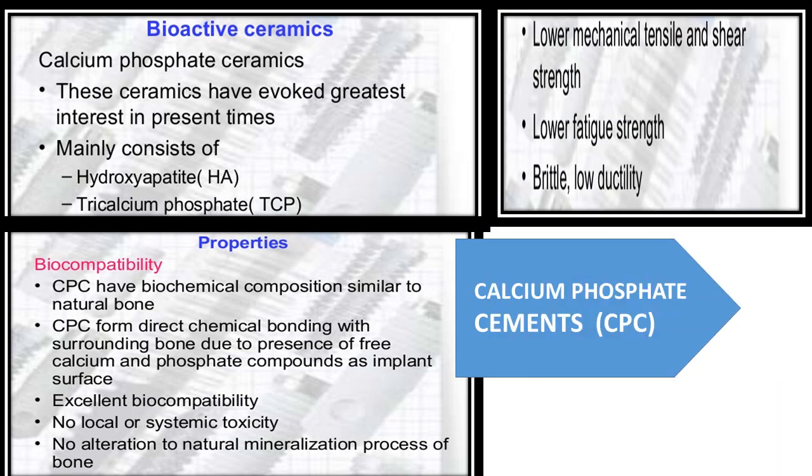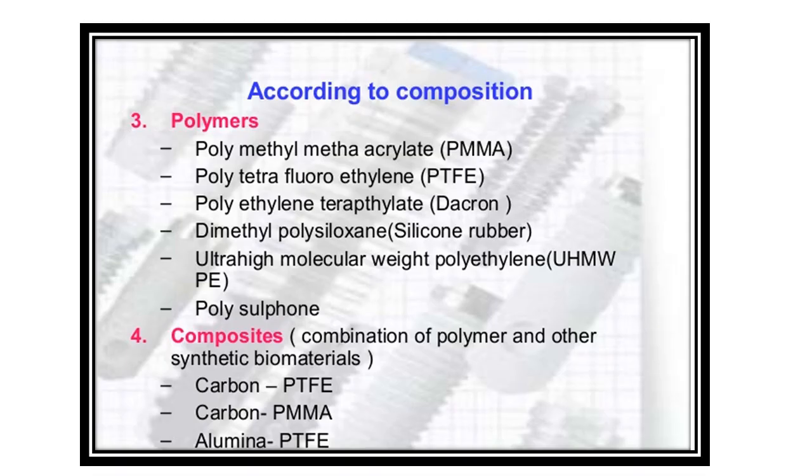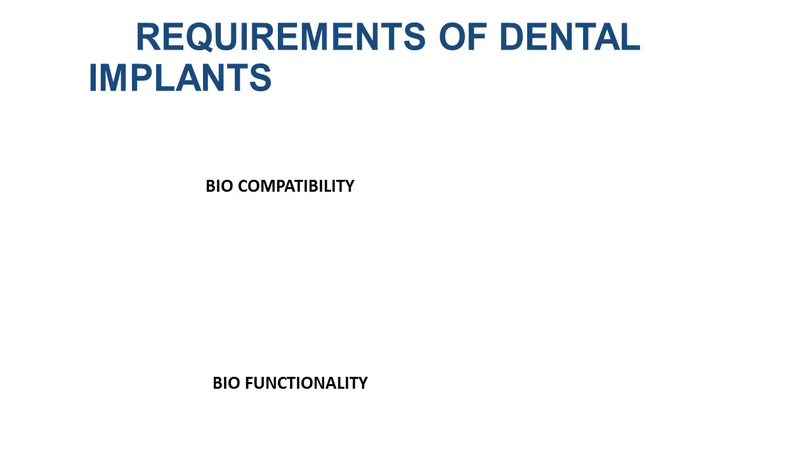However, the limitations are that compared to titanium and other metals, it has poor mechanical properties like tensile and shear strength, lower fatigue strength, and it is brittle and has low ductility. Then we have the polymers and composites. A lot of polymers have been tried, like polymethyl methacrylate and polytetrafluoroethylene. They have their own drawbacks. Then composites, we won't go into the detail because they're not used anymore. You just have to know, for general knowledge purposes, that these materials have also been used.